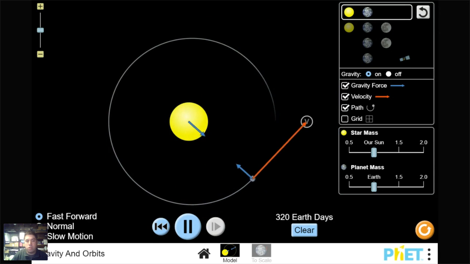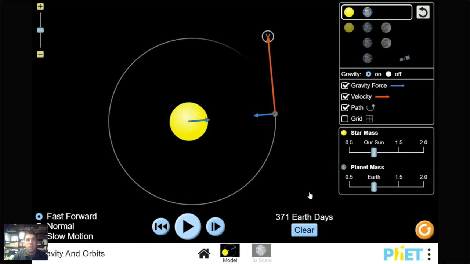So now we're going to take a look at what happens if I make the Earth bigger. If I make the mass of the Earth suddenly bigger, what do we notice happens? So first thing, this blue arrow got a whole lot bigger. There is a stronger force pulling the Earth and the star together, because there is more mass, and gravity depends on the mass of the two objects.